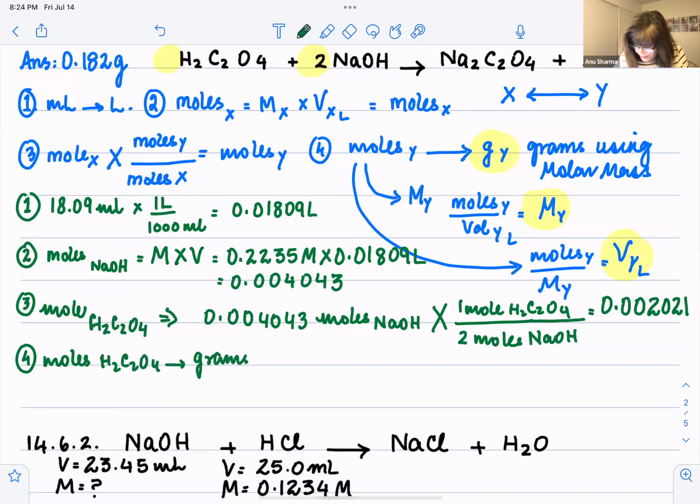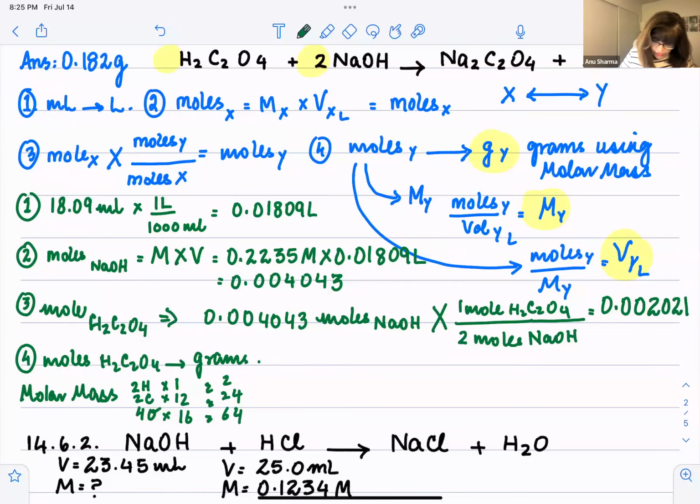So for that, what do we need? We need the molar mass of this. So how do we get the molar mass? There are two hydrogens, two carbons, and four oxygens, times hydrogen is 1, carbon is 12, oxygen is 16. So 12 twos are 24, and 16 fours are 64. So you take 64 plus 24 plus 2, and you get 90. So this thing is 90.